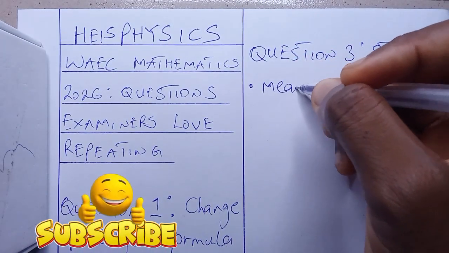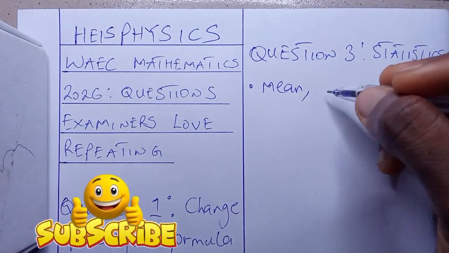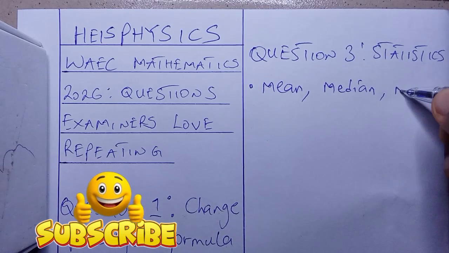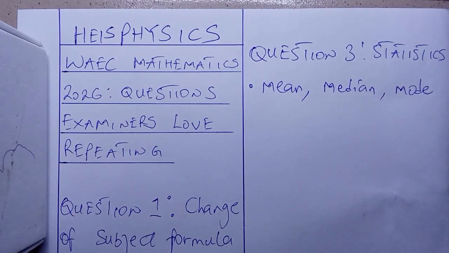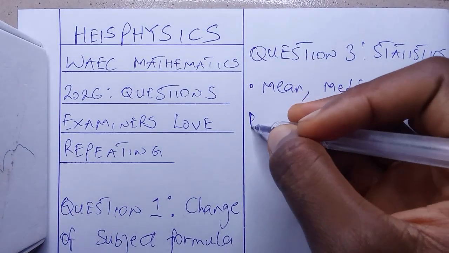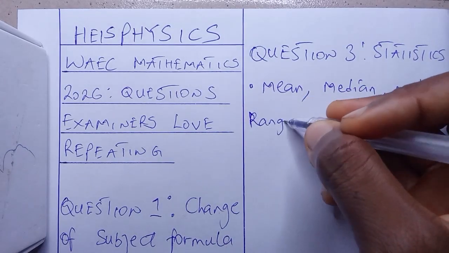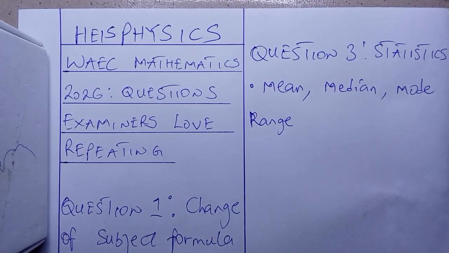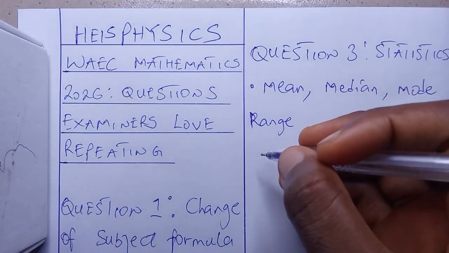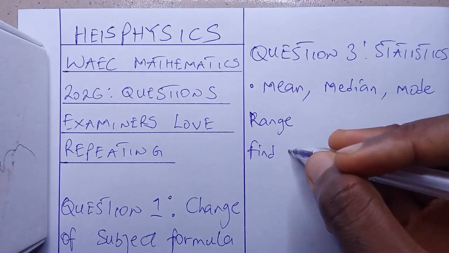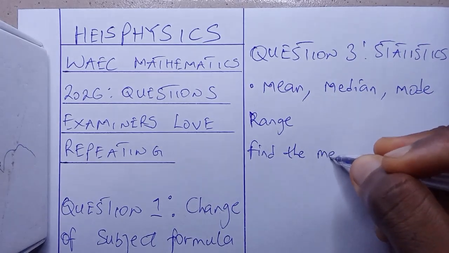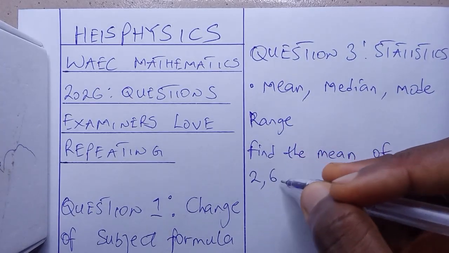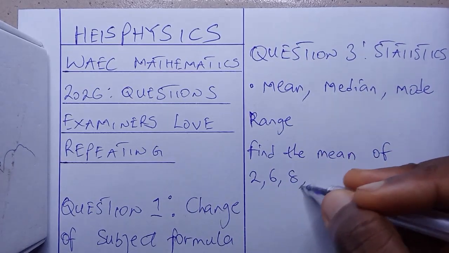WAEC asks questions on the following. We have mean, that is 1. Median, which is the middle number, 2. Mode, the most frequent number, and range. This is under measures of central tendency. Now let me give you an example. For example, they say find the mean of 2, 6, 8 and 10.